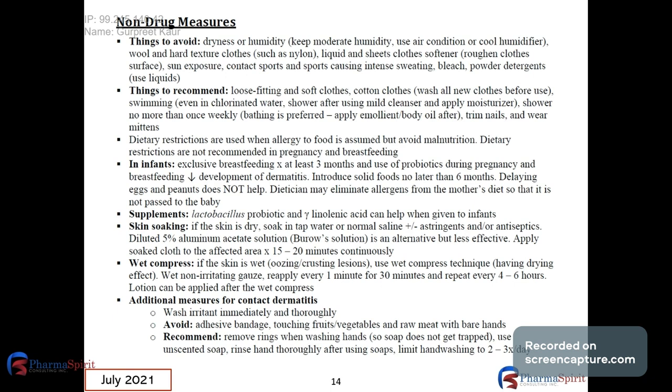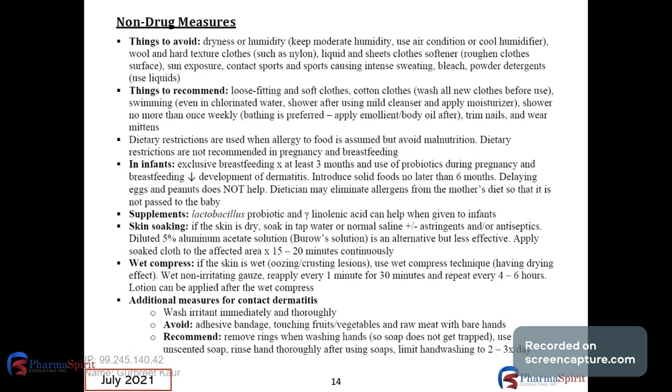We should also advise the patient to avoid sun exposure, to avoid contact sports and the sports that cause intense sweating, to avoid bleach, and to avoid powder detergent, and use liquid detergent instead. There are things that we should recommend to the patient. We should recommend loose fitting and soft clothes, cotton clothes, and we also should recommend for the patient to wash all the new clothes before using them. All the new ones should be washed.